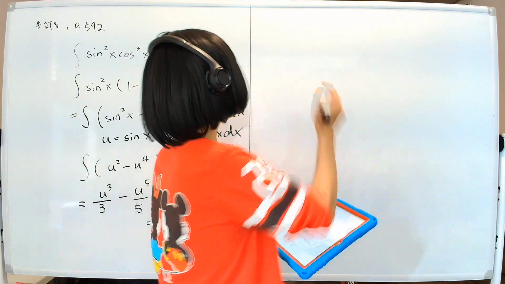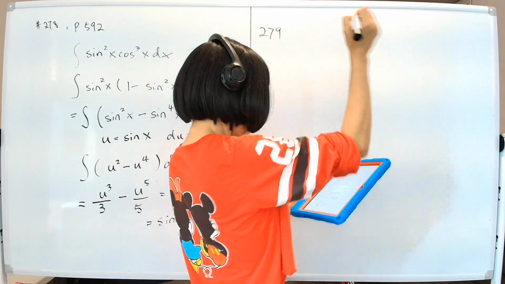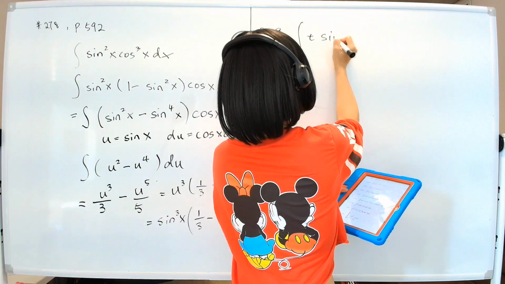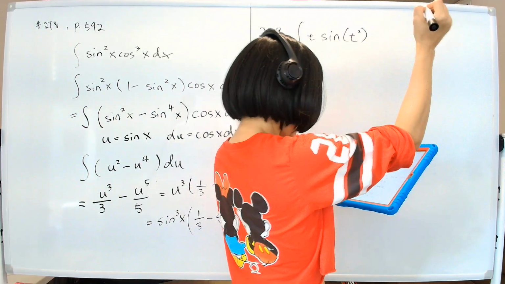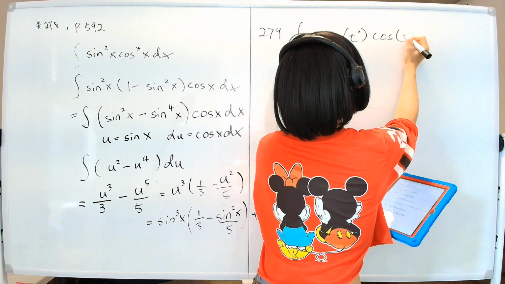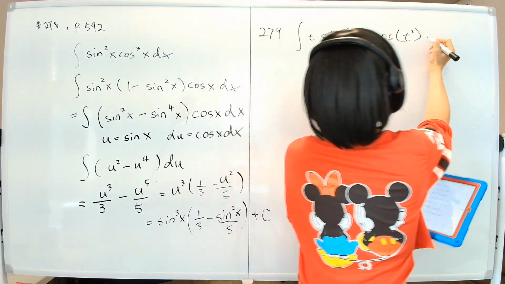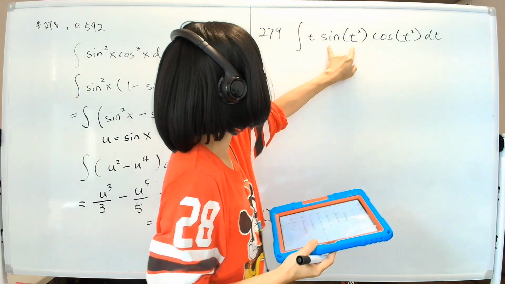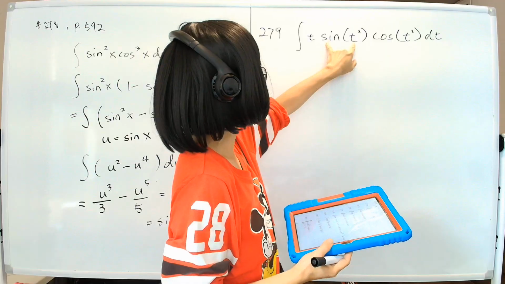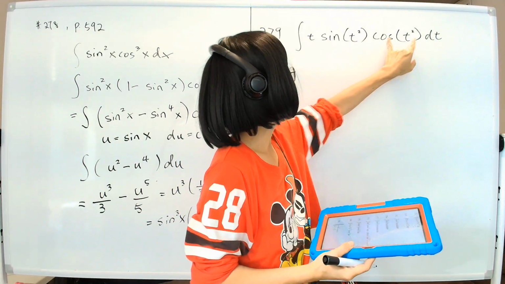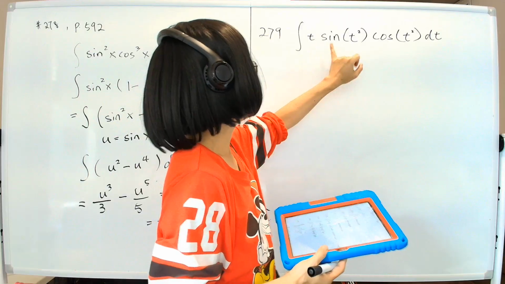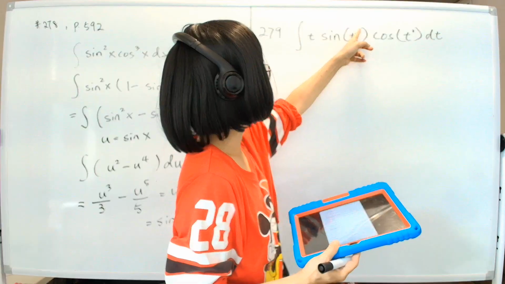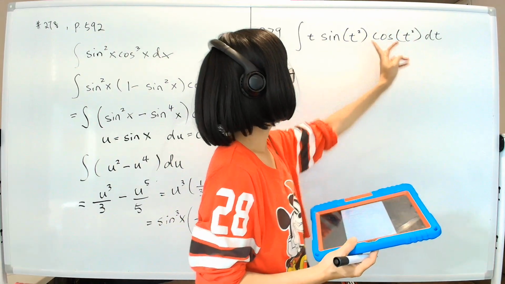Next, let's look at problem number 279, where we are supposed to integrate t sine of t squared, and then cosine of t squared, and then dt. Now, you notice that this is set up very nicely because the derivative of sine t squared is cosine t squared multiplied by some kind of t, right? So then all you need to do is take care of some constants.